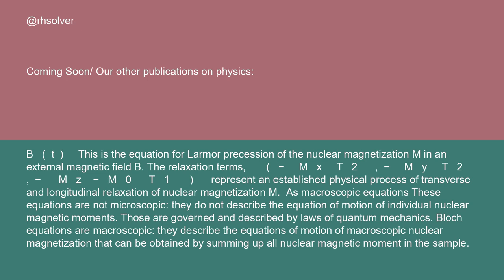As macroscopic equations, these equations are not microscopic. They do not describe the equation of motion of individual nuclear magnetic moments. Those are governed and described by laws of quantum mechanics. Bloch equations are macroscopic. They describe the equations of motion of macroscopic nuclear magnetization that can be obtained by summing up all nuclear magnetic moments in the sample.